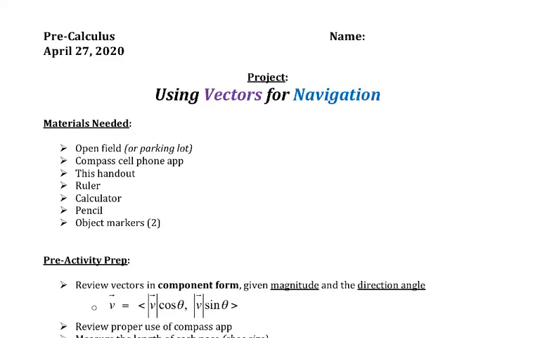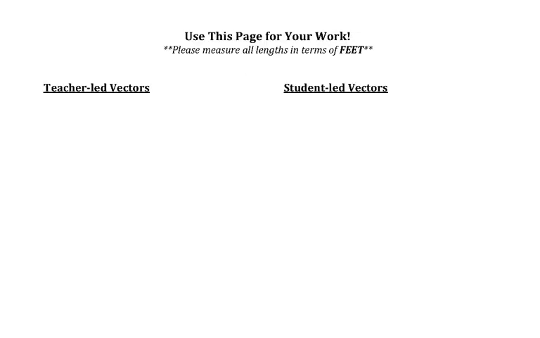Welcome back, everybody. So now that you've finished taking all of your measurements outside, measuring how many steps and using the compass to figure out your direction, now we're going to come back to the packet and fill out everything we know. I'm going to fill out all of the information that I took when I went outside, and I'll put that on the left-hand side of the second page under the teacher-led vectors. I'll show you everything that I'm going to do to finish this project, and then all you have to do is copy my steps and repeat it on your own.